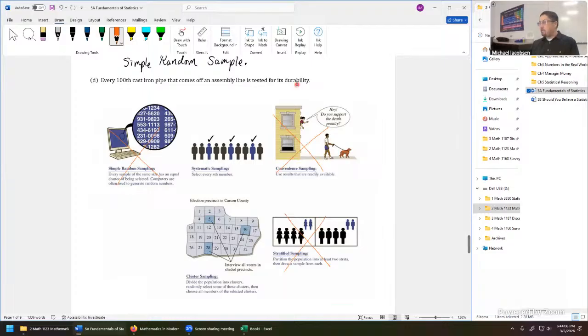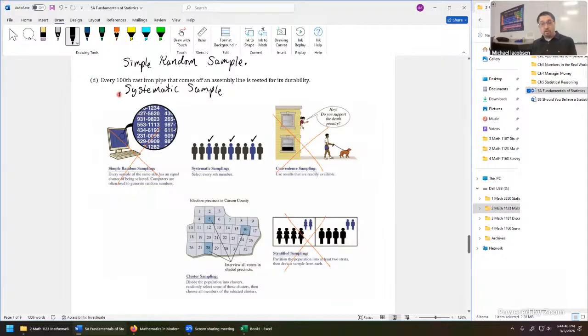I think everyone would agree that sounds like a systematic sample. Would you all agree with that statement there? It's much like selecting every third member in a population once you have a listing of them. Selecting every 100th cast iron pipe that comes off an assembly line would be just the typical kind of sampling design in a factory type setting like this one. So we're at a systematic sample for that response there. Systematic sample.